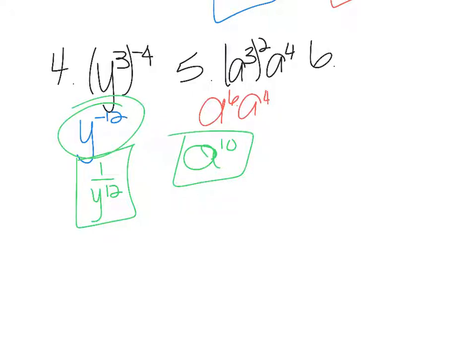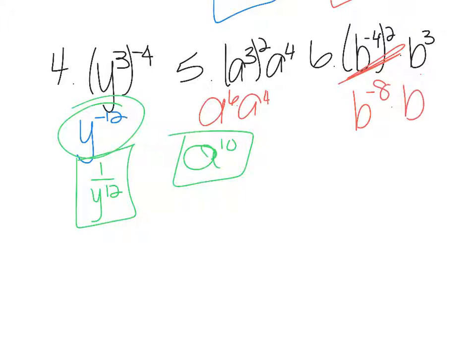Number 6 says b to the negative fourth squared times b cubed. So almost the same thing as the one we just did. We're going to have to use both rules. So in this first power right here, we're going to multiply. I get b to the negative 8th, and then we'll leave the times b to the 3rd. And then to get to your answer, when multiplying powers with the same base, we add the exponents. I'd get b to the negative 5th.